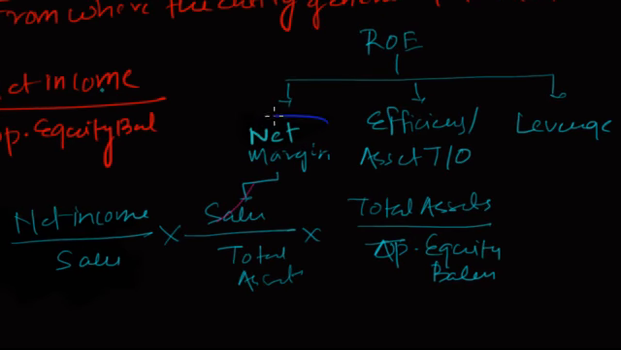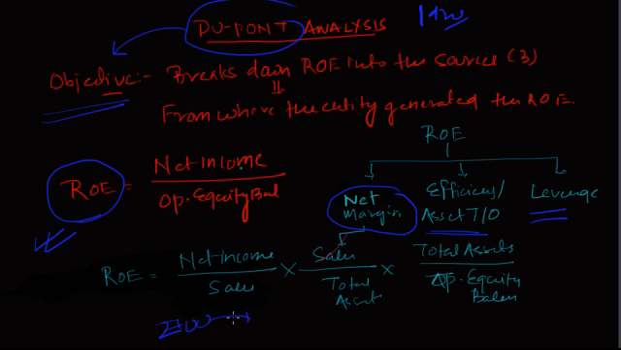The first one is your net margin. The second one is the efficiency ratio, or the turnover ratio, the asset turnover ratio. The third one is the leverage ratio. So the net margin ratio specifies, for example, if you made a sale of rupees 100, how much you are going to get, or what is the return that you want to provide to the shareholders out of a rupee 100 sale.